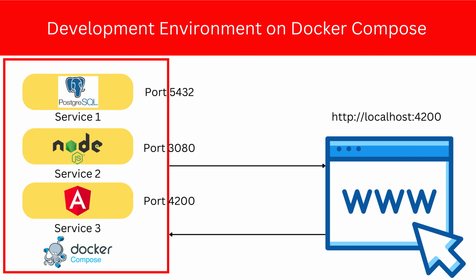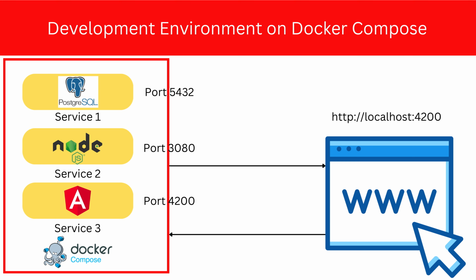All these services are running on these ports 5432, 3080, and 4200, and you are hitting the application on 4200 or 3000, whatever the port the UI is running on. So all you need is to hit that port, and you can test or run the whole application without installing Angular or Node.js, or any of the dependencies. So that is the advantage of using Docker Compose as a development environment.